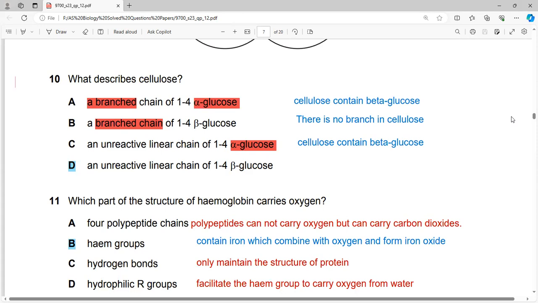branch. So option A, a branched structure and alpha glucose, is wrong, while cellulose contains beta glucose and there are no branches present between the molecules. Second, a branched chain, so that's also wrong. And option C, alpha glucose, is wrong as well. And option D, an unreactive linear chain of 1,4 beta glucose. So D is our correct option here.